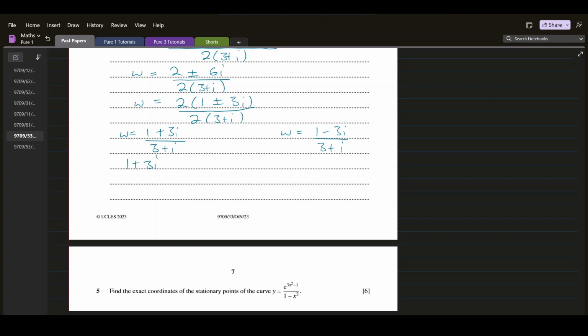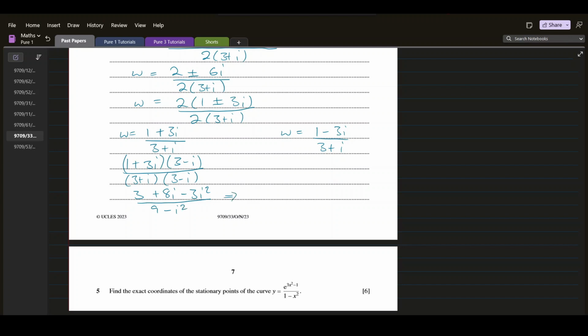So we're going to multiply by the complex conjugate of our denominator. So that's 3 minus i, divided by that, that's 3 plus i, and then that's 3 minus i. So if we expand our numerator, we've got 3 minus i plus 9i. So 9i minus i, which is 8i. So we've got plus 8i. And then we have negative 3i squared. And on the denominator, we have a difference of two squares, which is 9 minus i squared.